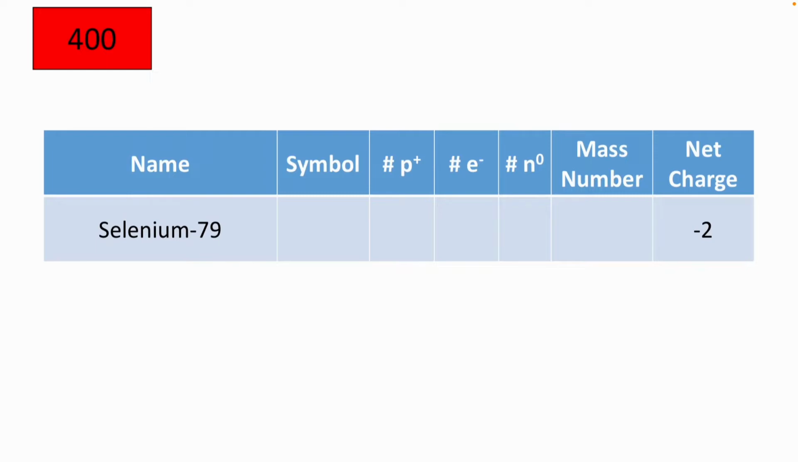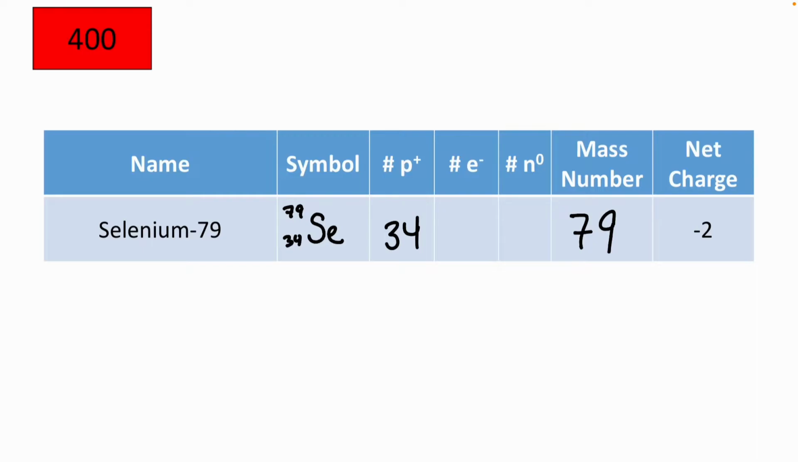All right, selenium 79. What's that 79? The mass number. Okay, and because it's selenium, that tells me that I can fill in which box? The number of protons, right? Because the number of protons will uniquely point me to one tile on this periodic table. So that means my number of protons is 34. So I can do my symbol, Se. The top is the 79, the mass number. The bottom is the atomic number, the 34.